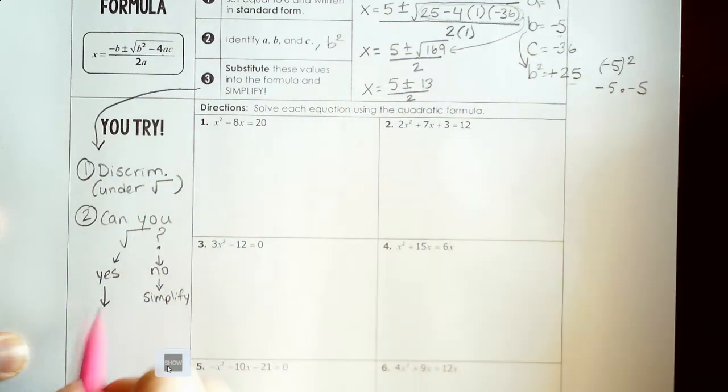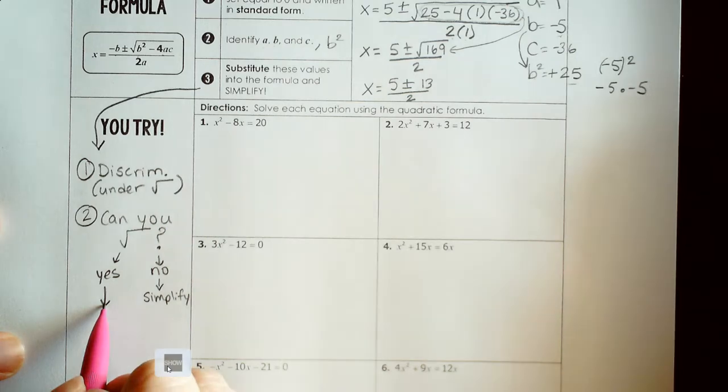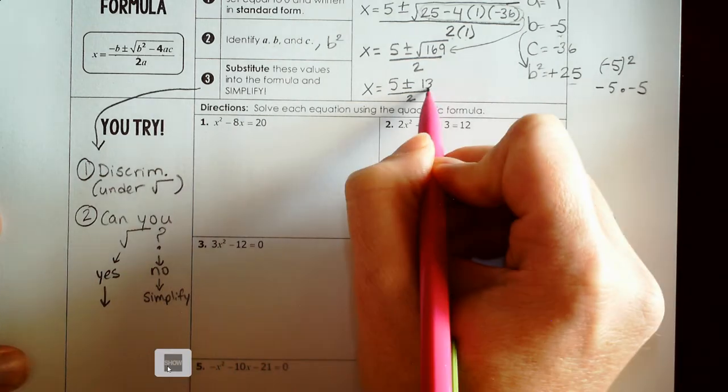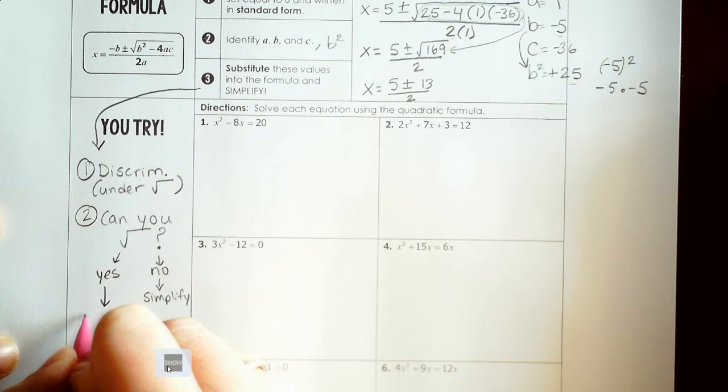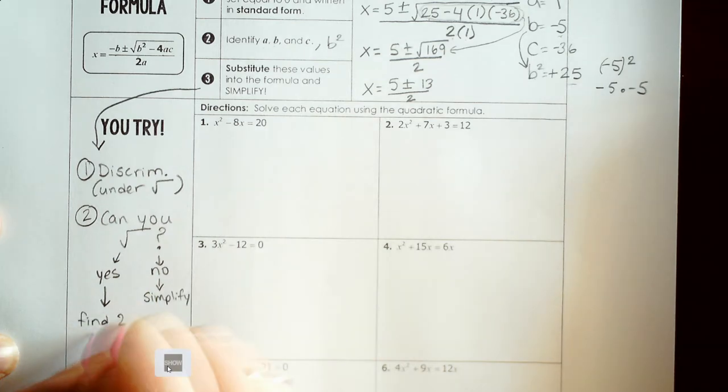All right, now this one, I said you have to go to the next step. So if this is a perfect square, you can take the square root of it, you get a whole number here. That means you got rid of your radical. So no more radical means you need to find your two answers.